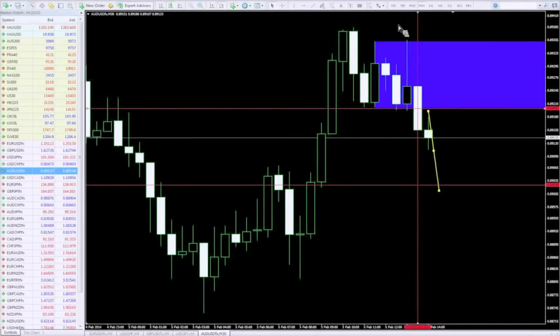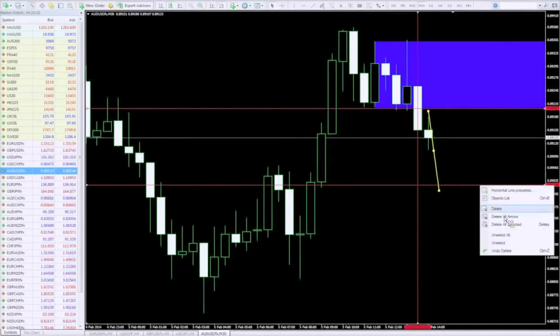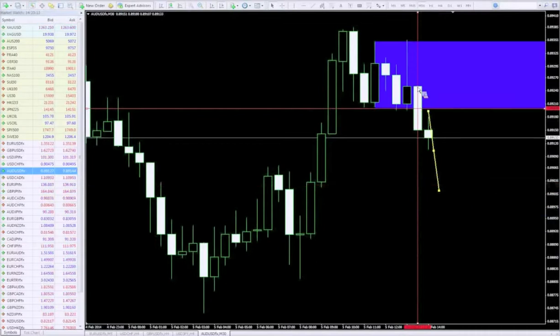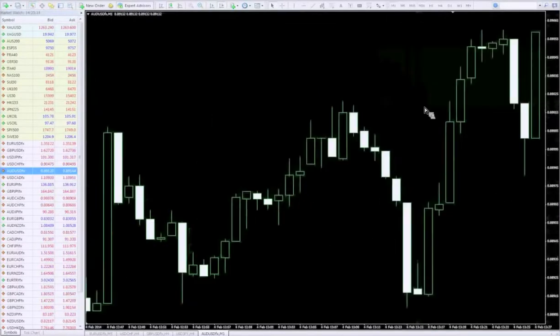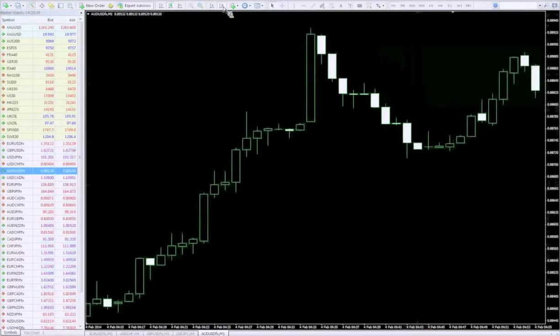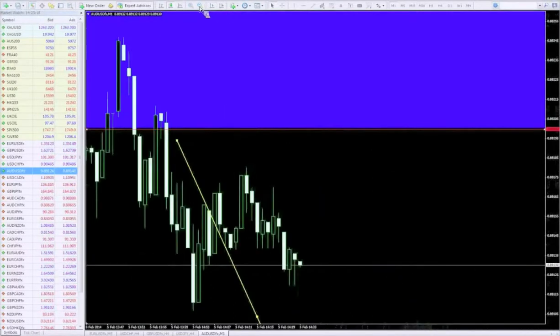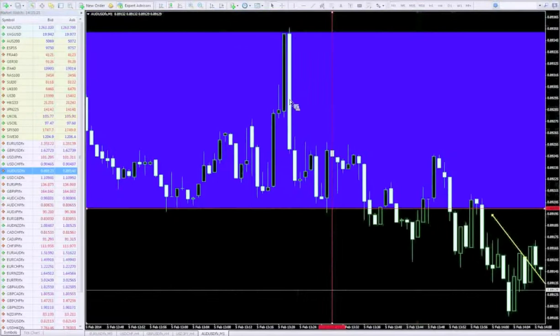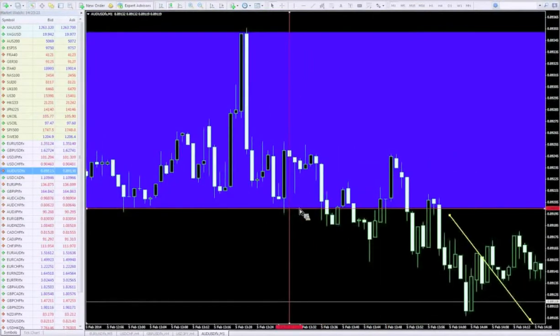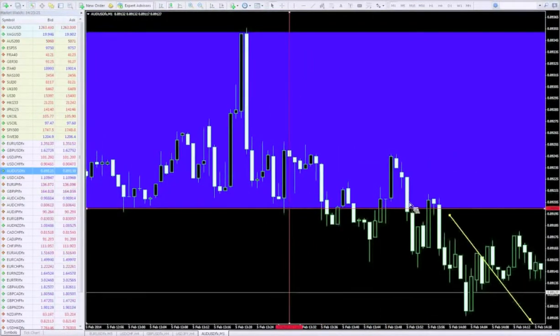Okay, great. So now let's go down to a 1-minute chart. And I'm going to take this line off so it doesn't confuse us because I'm looking for this crosshair. So let's go down to a 1 minute, and let's see if we can find that crosshair. Okay, here we go. Here's our crosshair.